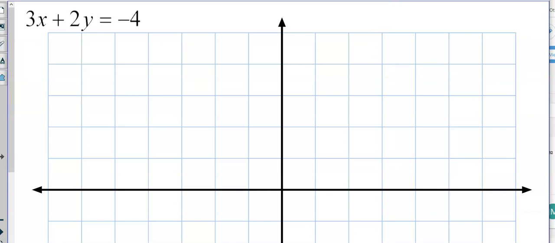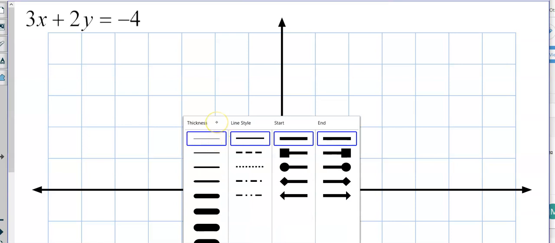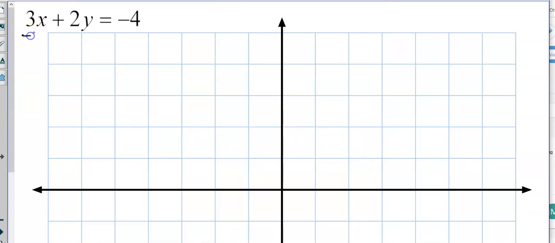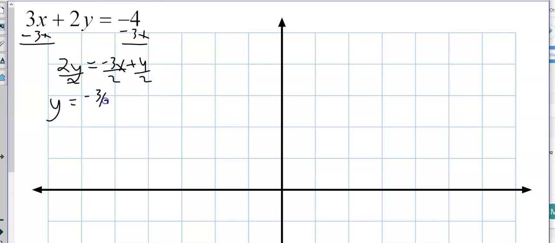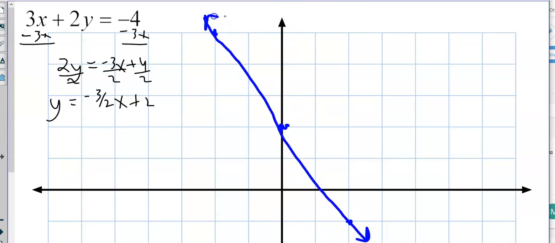This one, you could go old school and just solve that one for y, right? Put it in slope-intercept form. So subtract 3x. If you do that, you get 2y equals -3x plus 4. Divide by 2, divide by 2, divide by 2. Get y equals -3/2 x plus 2. So there you go. -3 over 2, up 3 over 2, and draw the line.